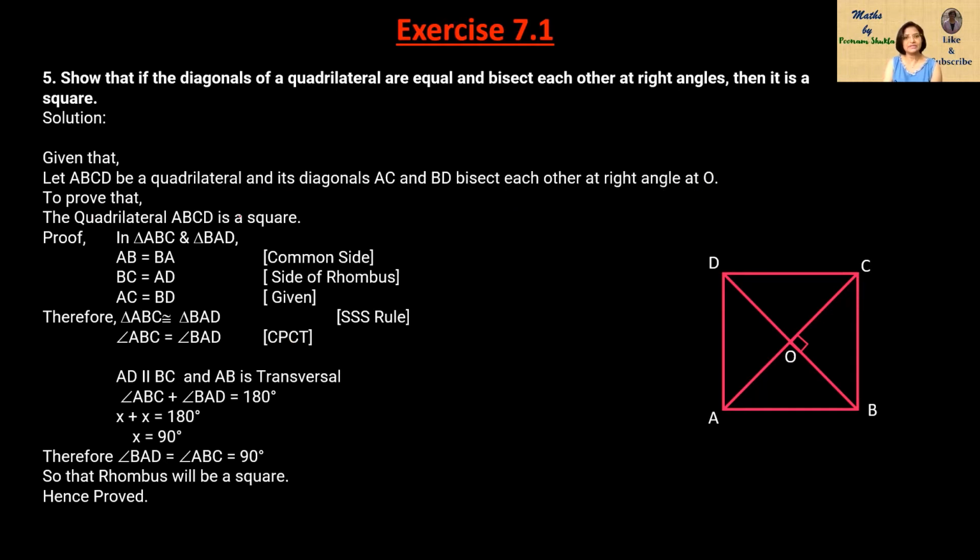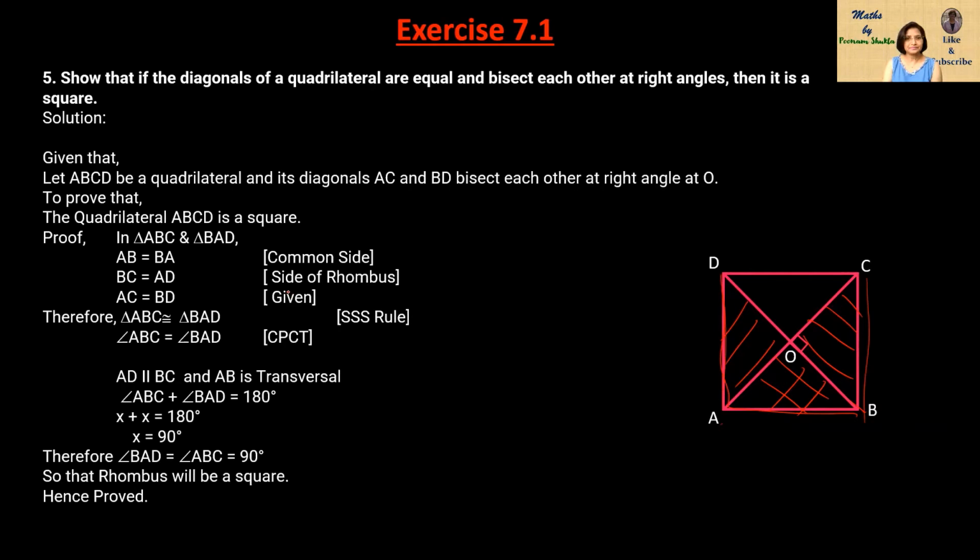To prove that quadrilateral ABCD is a square. For that, in triangles ABC and BAD, these two triangles we have taken. In them, AB is a common side, and BC equals AD.